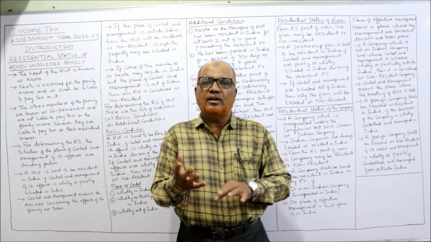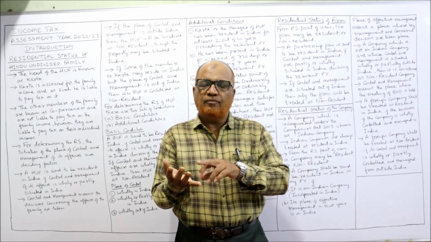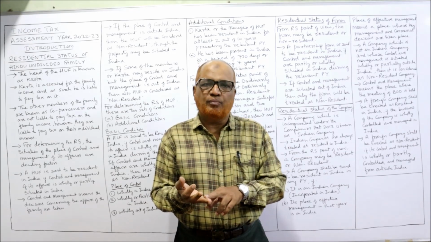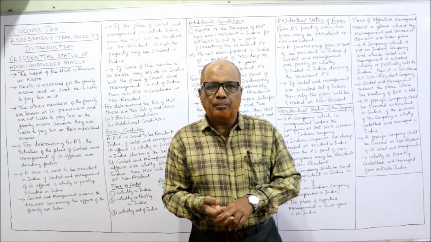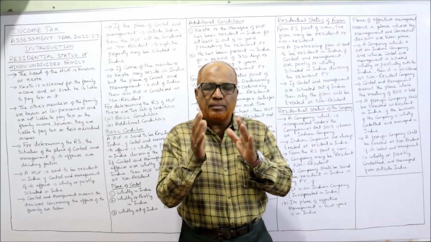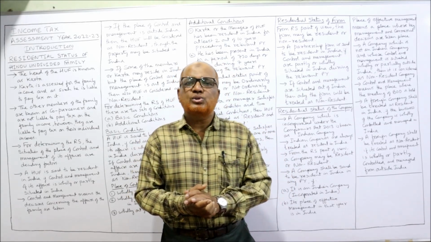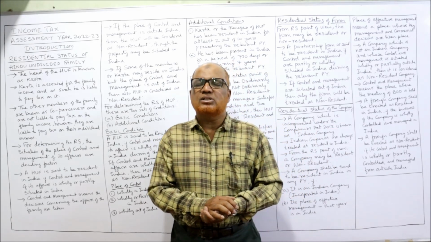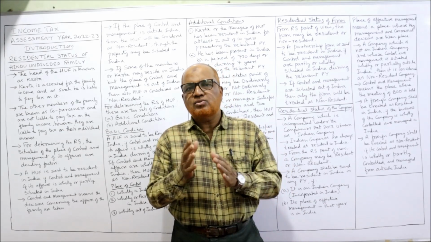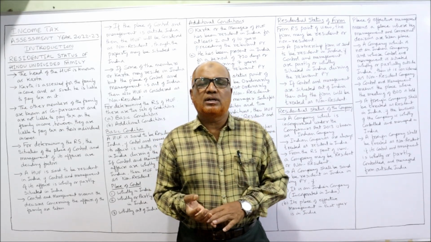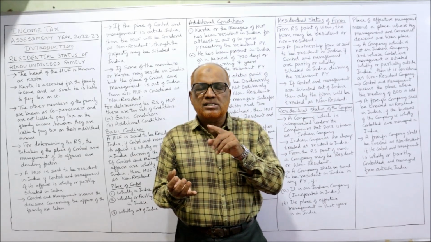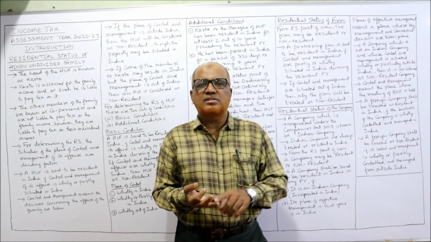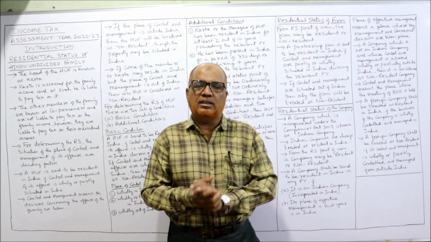All the persons are classified into individual, Hindu undivided family, partnership firm, company, association of persons and body of individuals, and every other person. Like this, the Income Tax Act has classified persons into 6 categories. In the last video, I explained how to determine the residential status of an individual. Now in this video, I am going to explain the provisions for determining the residential status of Hindu undivided family, partnership firm, company, association of persons, and every other person. All the details I am going to explain in this video.